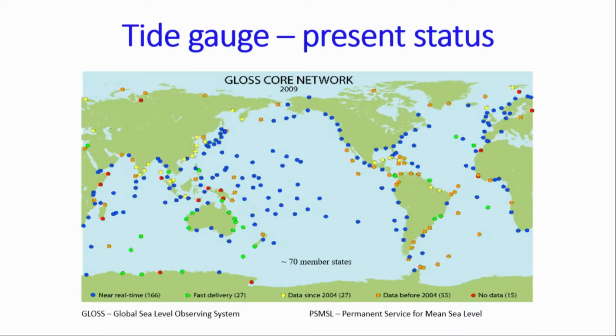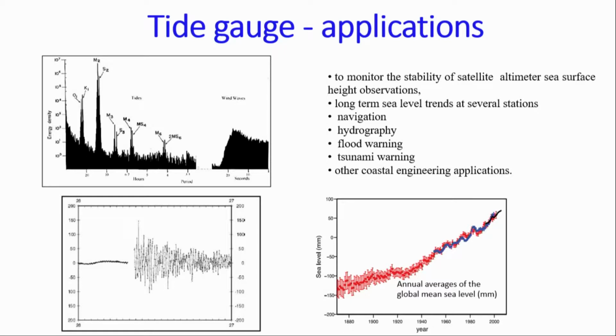So these are the various tide gauges installed all over the globe, and they provide real-time data to the GLOSS website. If one needs data, you can always refer to the GLOSS website, wherein you will get all the data about the tide gauges.